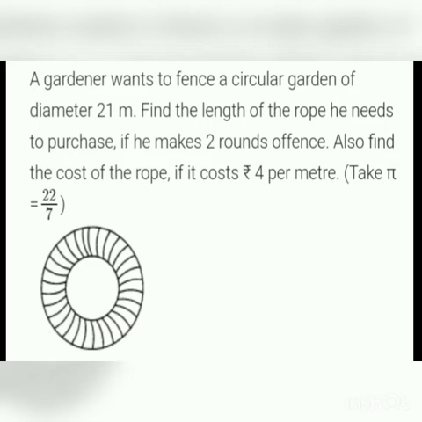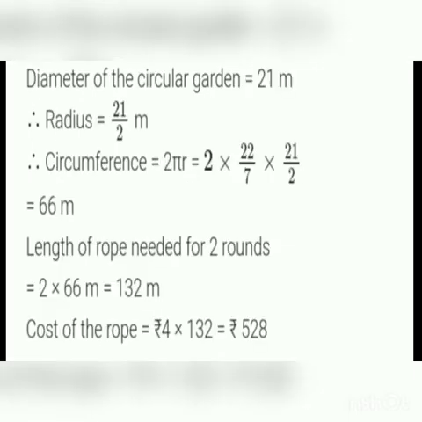So, diameter is given, so find the radius first. The diameter of the circular garden is 21 meters. So radius will be 21 by 2. Here we are not simplifying this value because 21 is a multiple of 7. So keep it like this itself, 21 by 2, for easy calculation. Now what is circumference? 2 pi r. Now 2 into 22 by 7. r is what? 21 by 2. So if you are finding this value, you will get here a decimal value.